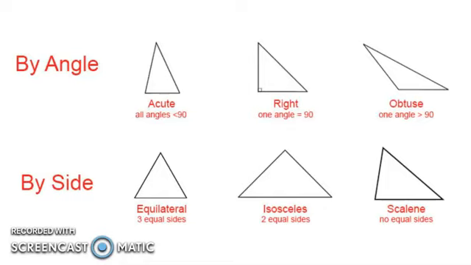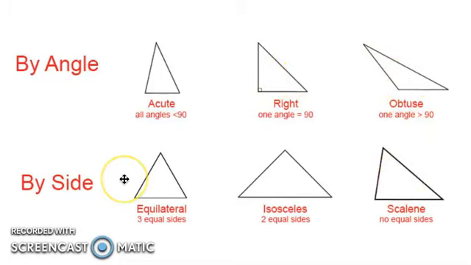So here are the basic classifications that a triangle goes through. The first is by angle, which judges the interior angles of the triangle, and that determines how it's classified. For example, an acute triangle has no interior angles that are 90 or greater, so all angles are less than 90. You see here, this is less than 90, this is less than 90, and this is less than 90. Right means one angle is equal to 90, and obtuse means one angle is greater than 90.